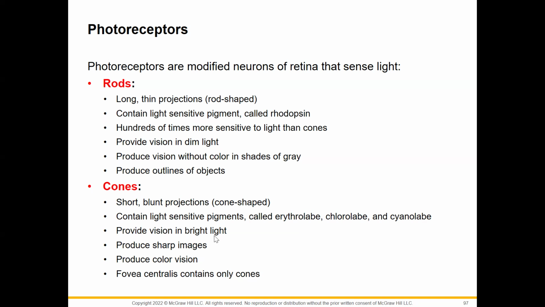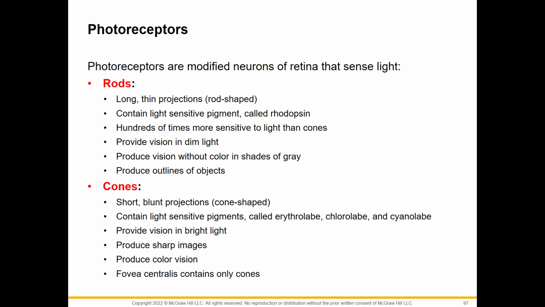Cones provide vision in bright lights and produce sharp images as opposed to just the outlines of objects. They produce color vision because these light pigments see different colors. And the fovea centralis contains only cones.